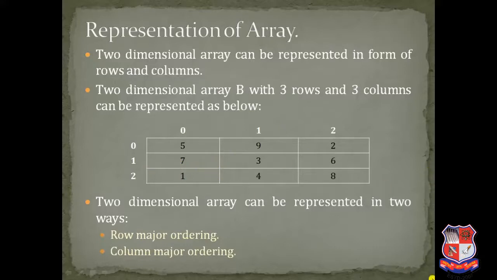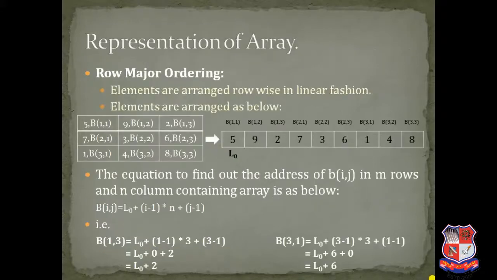A two-dimensional array can be represented in two ways. In a computer's memory, it can be stored in two different orders. They are row major order and column major order. In row major ordering, elements are stored row-wise in linear fashion. Elements are arranged as below in row major ordering.